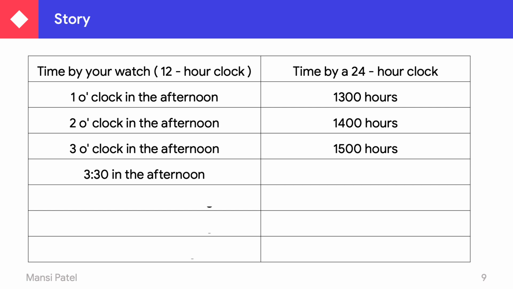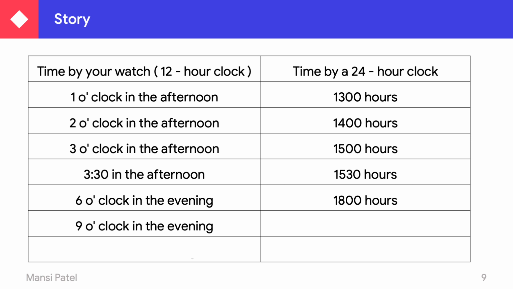If there is 3:30 in the afternoon, then what we have to do is just add the hours to 12. So 12 plus 3 is 15. 15:30 hours. If there is 6 o'clock in the evening, then 12 plus 6 is 18:00 hours. If there is 9 o'clock in the evening, then 12 plus 9 is 21, so 21:00 hours.